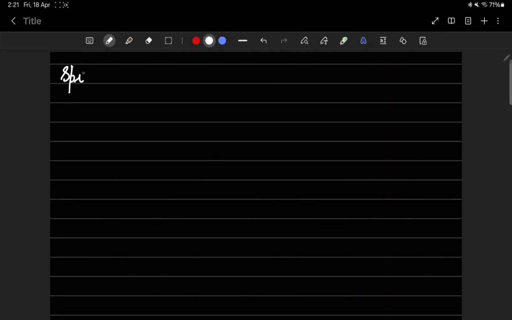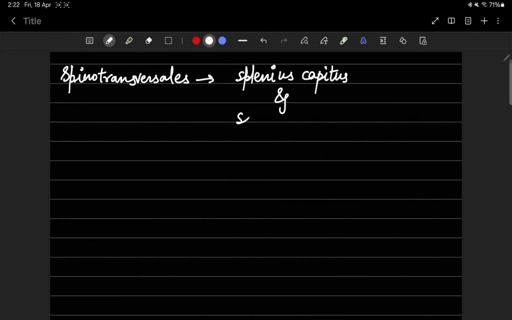These deep back muscles are divided into several groups. First one is the spinotransversalis. In this, we have splenius capitis muscle and splenius cervicis muscle. Their action is to extend, rotate, and laterally flex the head and the neck.